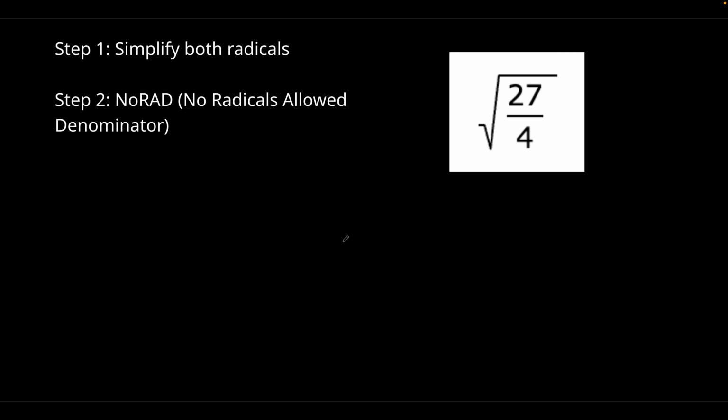Here we go. So here we have a radical with a fraction. That's what this lesson is all about. So step one is to simplify both radicals. You can think of it as both the top and the bottom have their own radical. It's like you can split that radical, one to the top, one to the bottom. And so we should know how to simplify radicals. Square root of 27 is 3 square root of 3, and the square root of 4 is 2. So step one is done.